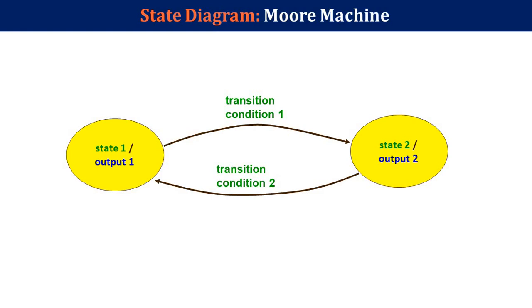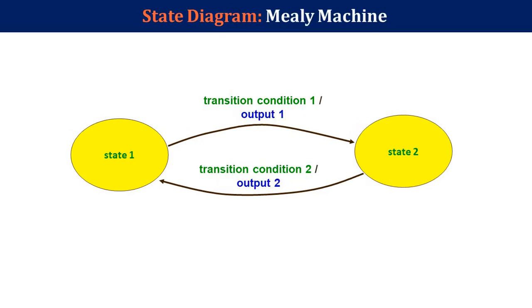And you have to provide conditions on the transition path, meaning the condition for which the state transits from state 1 to state 2, the next state. Hence the next state function is provided here, and this transition condition is provided on the transition path. In a similar way, a second transition condition is provided when the state transits from state 2 to state 1. Hence this is the way of representing a Moore machine state diagram.